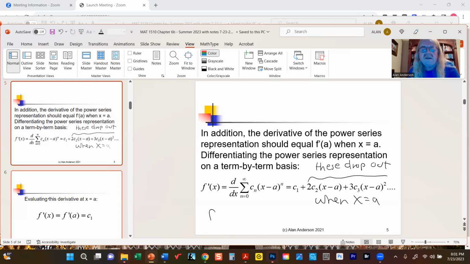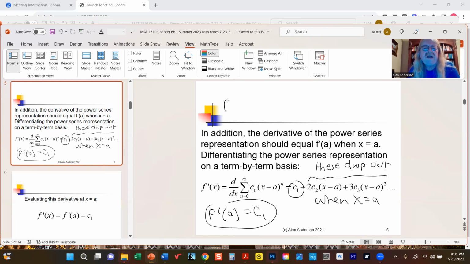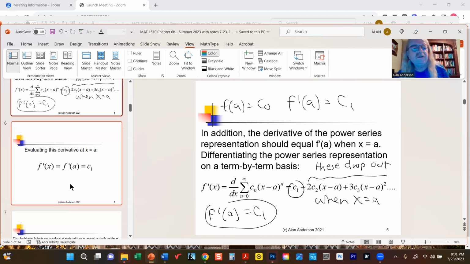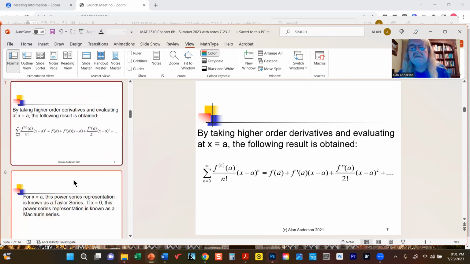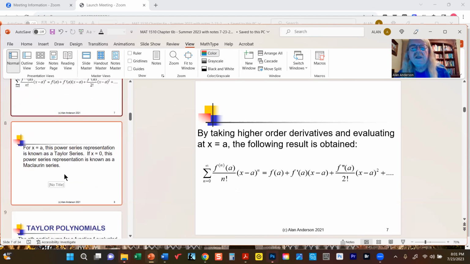So what that implies is that f prime of a has to equal C1. So f of a is C0, f prime of a is C1. Now, of course, we're going to continue to do this by taking higher order derivatives. And this is the result which we will be using.